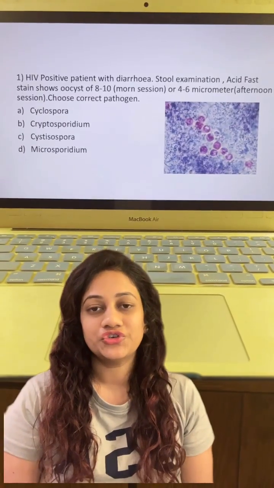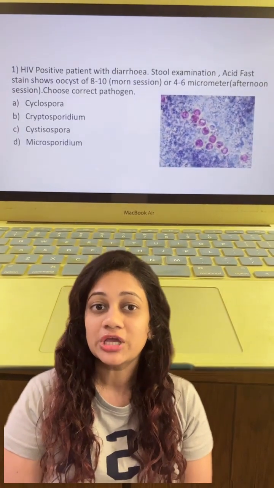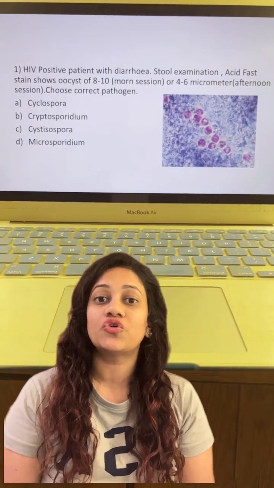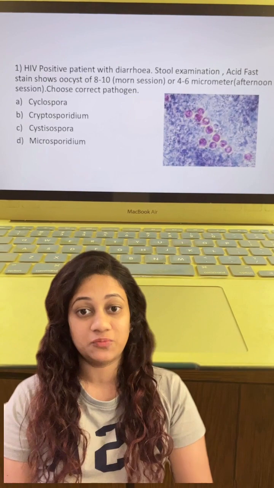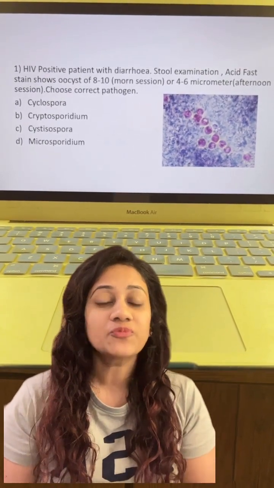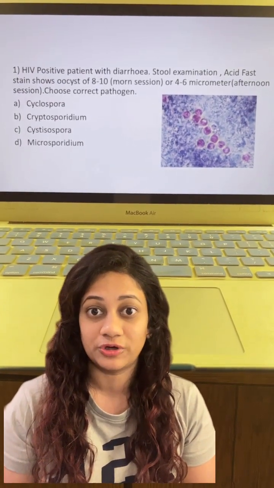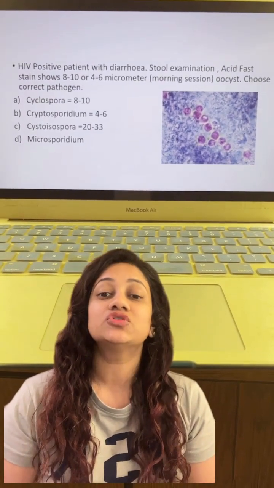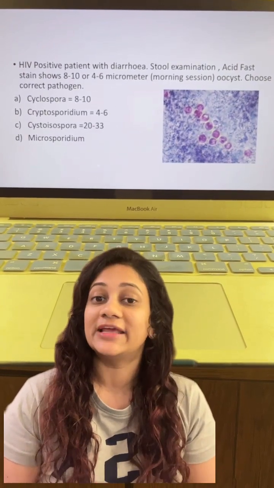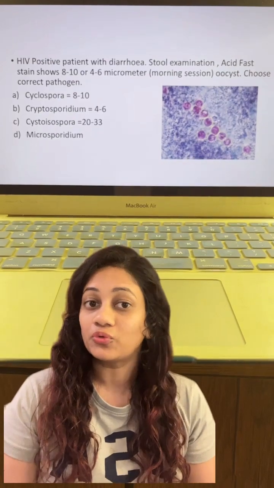So the first question here is: HIV positive patient with diarrhea, stool examination, acid fast stain shows oocyst of 8 to 10 micrometer, which was asked in the morning session, or 4 to 6 micrometer, which was asked in the afternoon session. The options are as follows: Cyclospora, Cryptosporidium, Cystoisospora and Microsporidium. According to the sizes of these cysts, you have to select the correct answer. Cyclospora is 8 to 10, Cryptosporidium is 4 to 6.